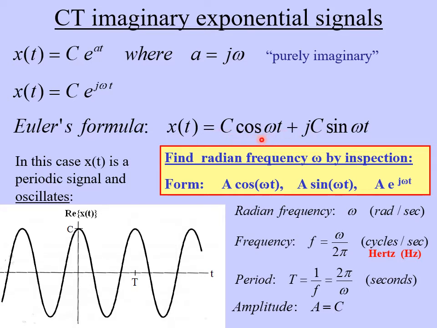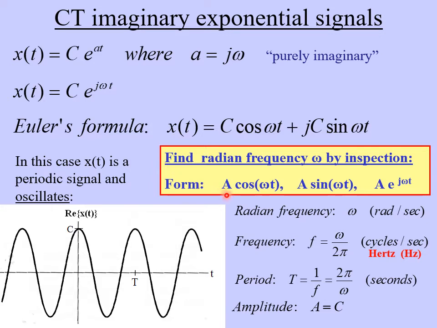It's an oscillating function. So if we were to plot the real part of x of t, that's what RE for real part means, it's going to look something like this. It's a cosine function. And likewise, the imaginary part oscillates also. Notice it oscillates at the frequency given by omega, where omega was up here in between the j and the t. So that is our radian frequency. This provides us an easy way to find the radian frequency of a periodic signal just by inspection.